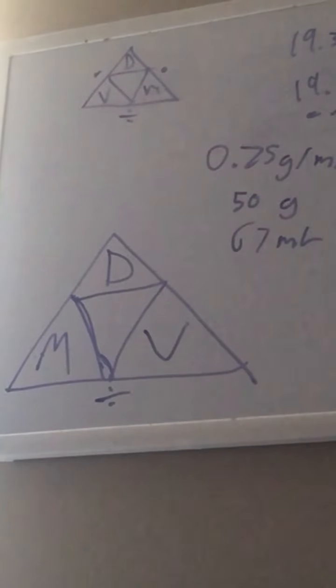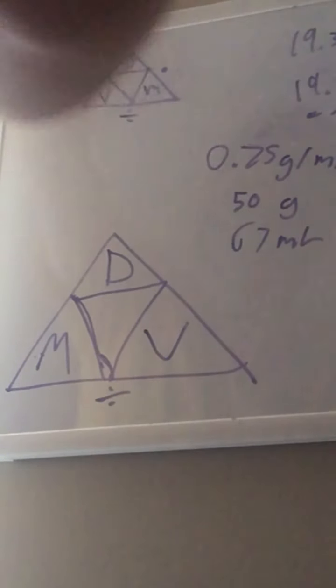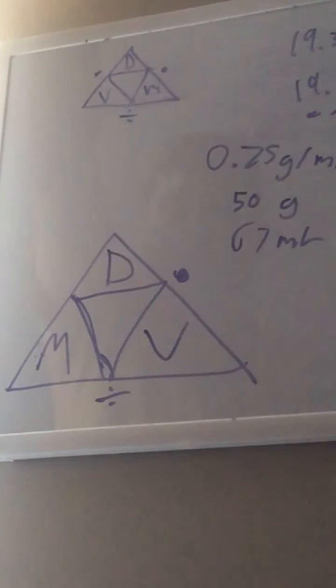Let me check one more time. You multiply the volume and density. Yeah, you multiply volume and density. And to get volume, I think you multiply that as well.